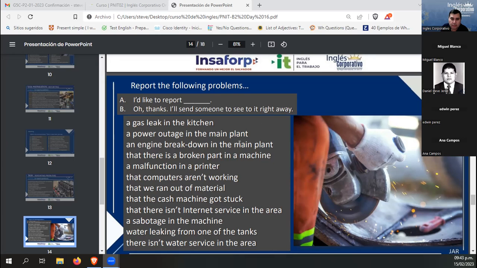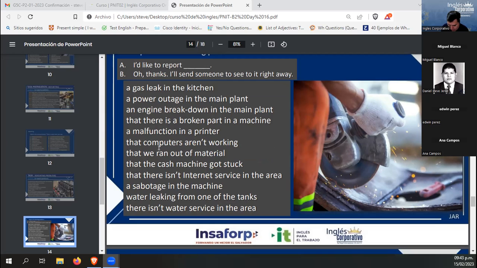I'd like to report that there is a broken part in the machine. Oh, thanks. I'll send someone to see to it right away. I'd like to report a malfunction in the printer. Malfunction. In the printer. Oh, thanks. I'll send someone to see to it right away.